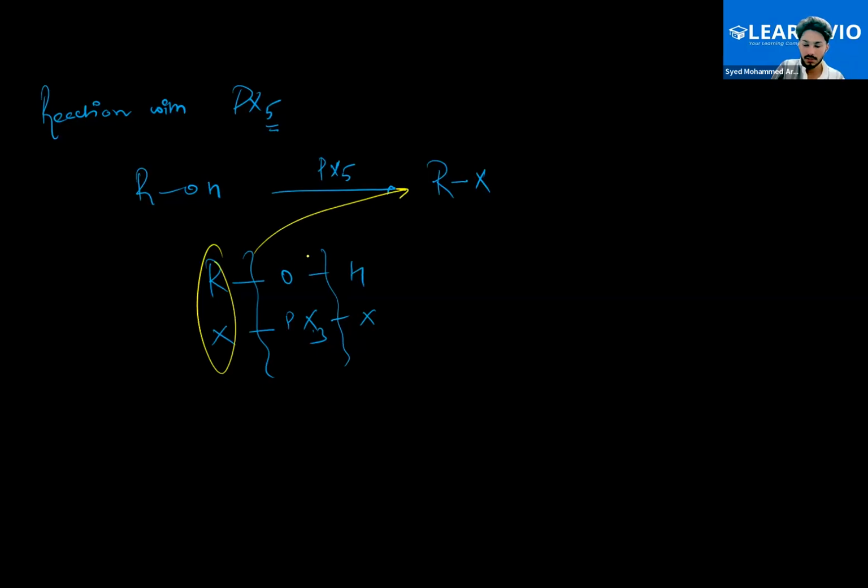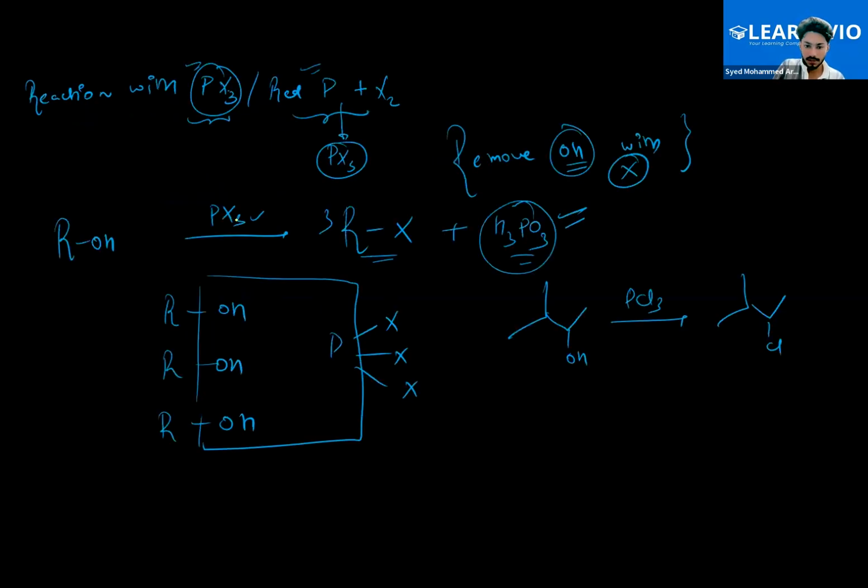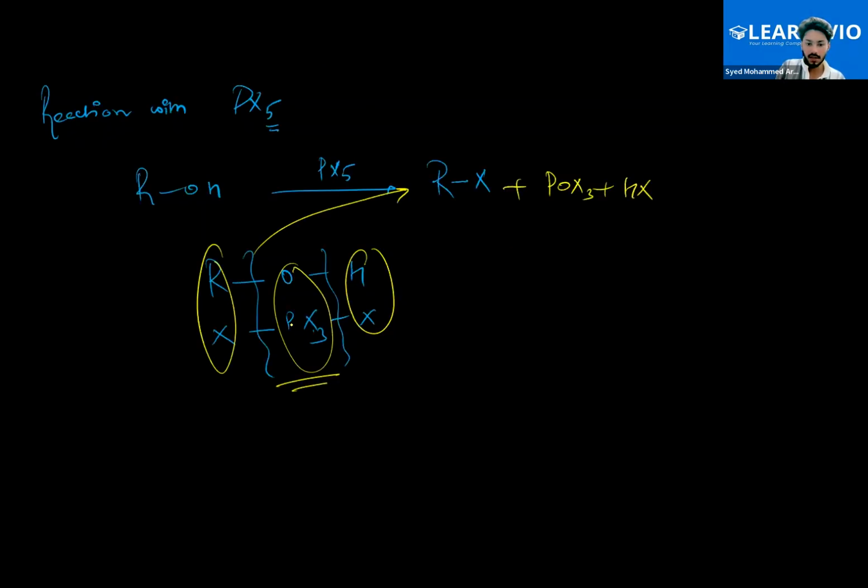This is the main product. And this is your POX3. This is your byproduct. And HX, this is also your byproduct. So this is the trick. How are you going to remember? If 3 is there, what you will do? You will write this ROH 3 times. And if 5 is there, write this thing like this and just perform this.